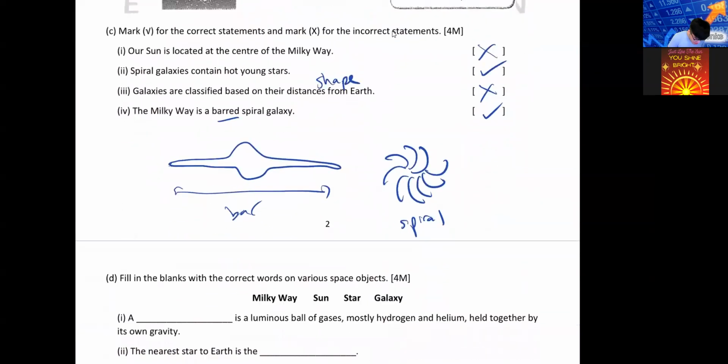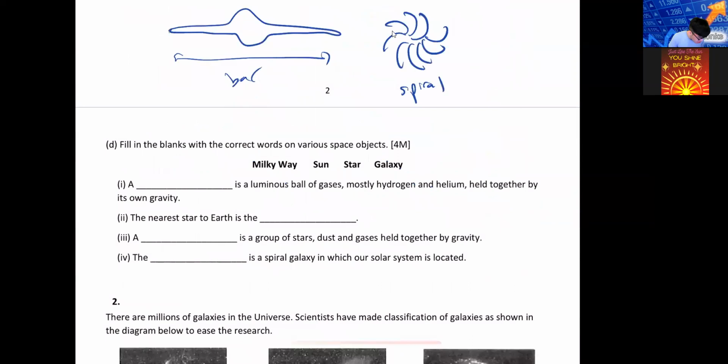Okay, moving on. Let's go to D. Fill in the correct answer. So what is a luminous ball of gas? Luminous means glowing lah. Okay, mostly hydrogen and helium held together by gravity. That would be your star. Okay, nearest star to Earth is the sun.